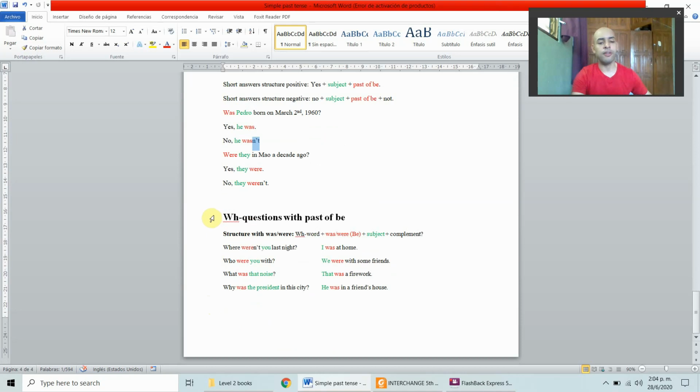And finally, the structure for WH questions with the past of be. WH word, was or were, depending on the subject, of course, and the complement. Where weren't you last night? So, of course, this is a negative question. I was at home. So this sounds better if we erase the negative form. Let's say it this way for now. Where were you last night? I was at home. The WH word, the past of be, the subject, and last night, the complement.